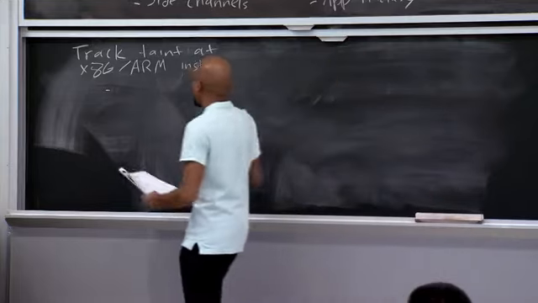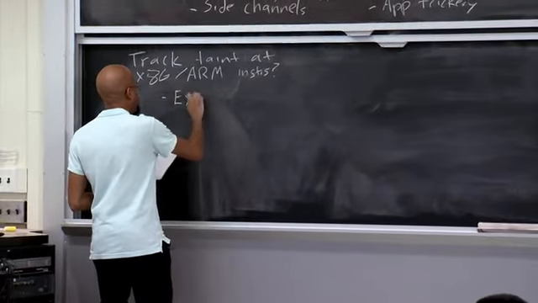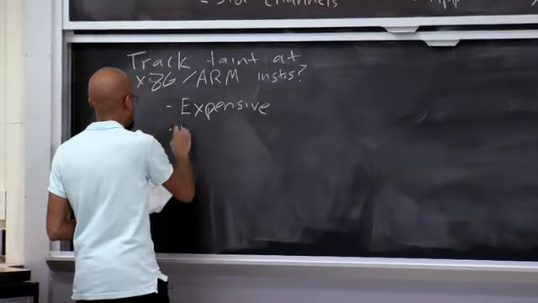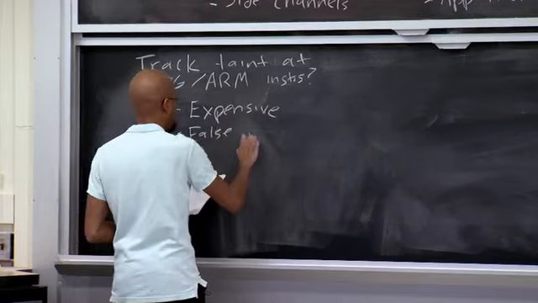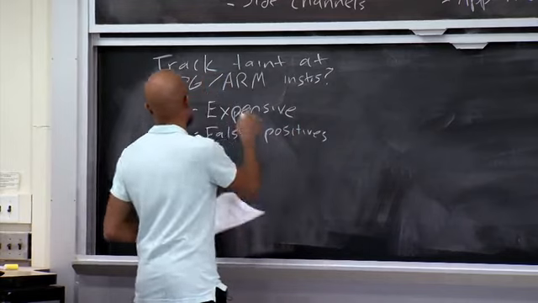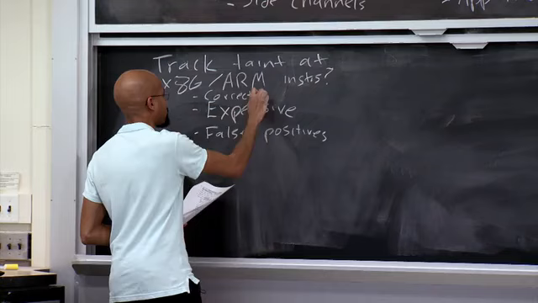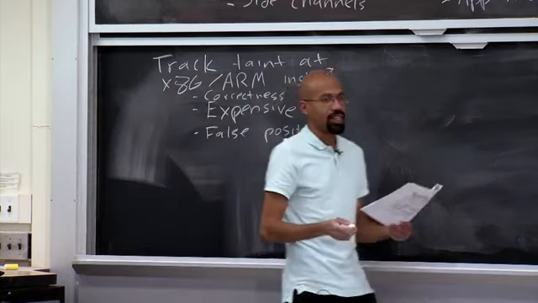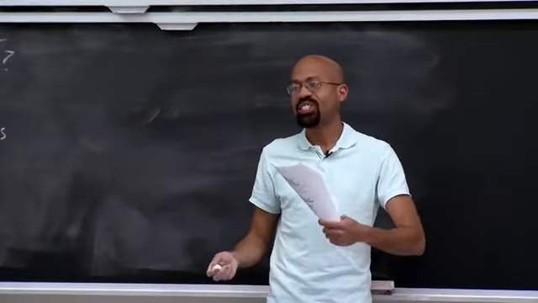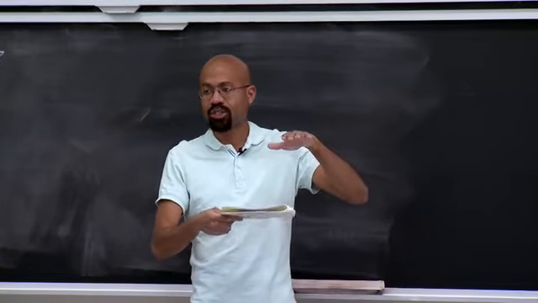But the problems are that if we track at this low level, it can be very expensive to do this. And you can also get a lot of false positives. So with respect to the expense, there's also this issue of correctness. As you may know, x86 is an adversarially complex instruction set. There's all kinds of crazy things that it can do. I don't know if you've ever seen the x86 instruction manuals.